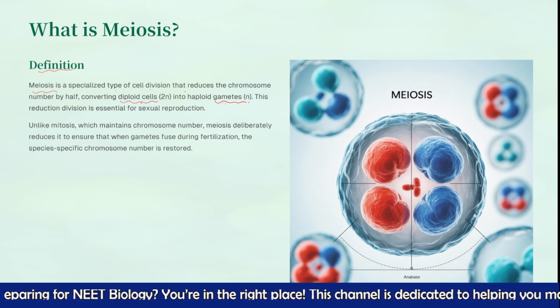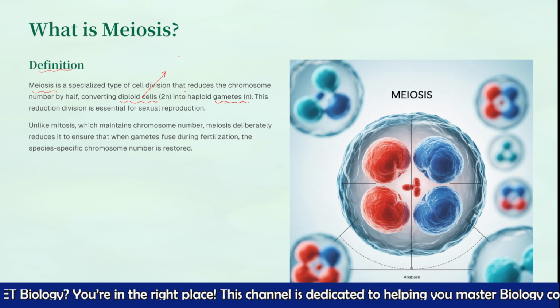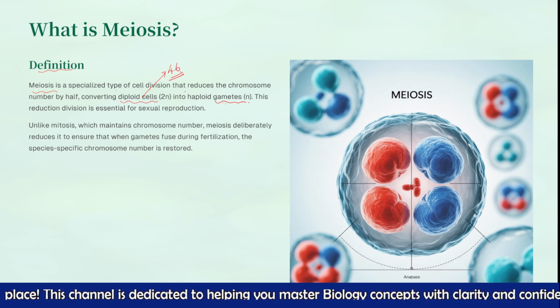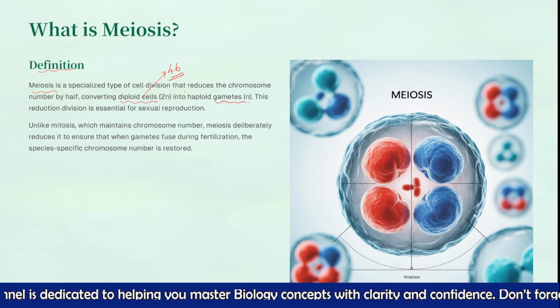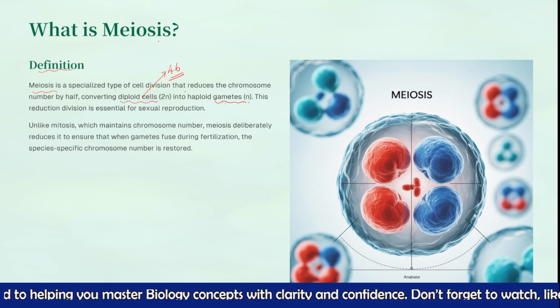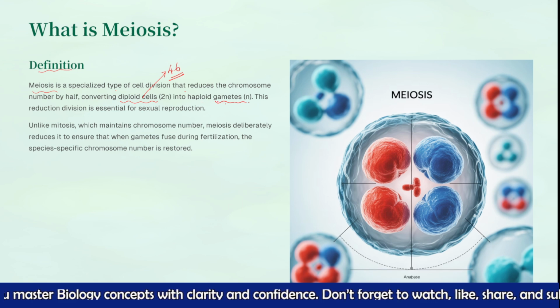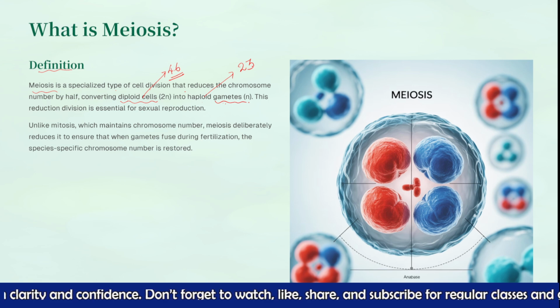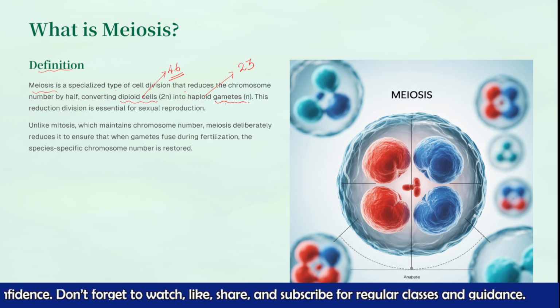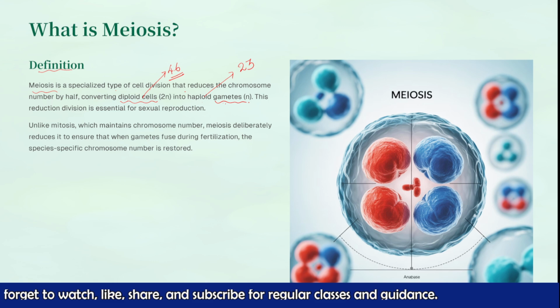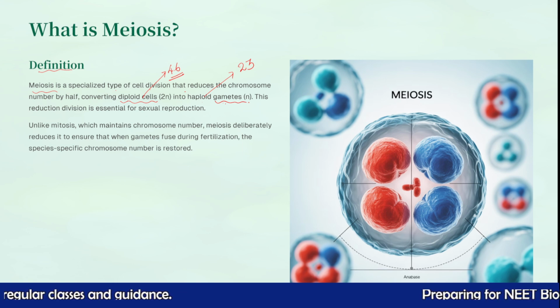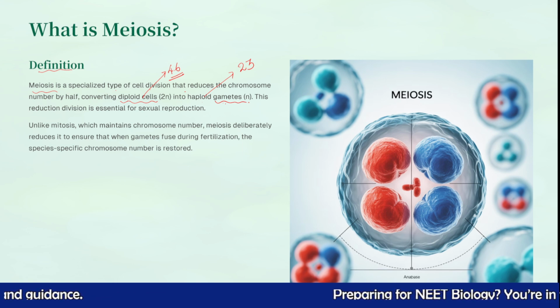And we know the diploid cells, what do we mean by diploid cells? We know the full number of chromosomes. In the case of humans, there are 46 chromosomes in the diploid cells. When it undergoes meiosis, it results in the formation of haploid gametes that consist of how many chromosomes? Half the number of chromosomes, 23 chromosomes. So all of you learn the definition of meiosis. It is a specialized type of cell division that occurs in the gametes. The germ cells undergo division to form haploid gametes.